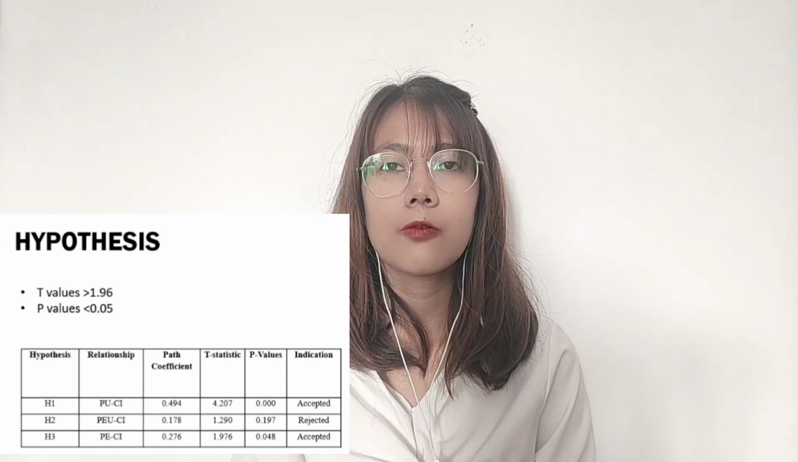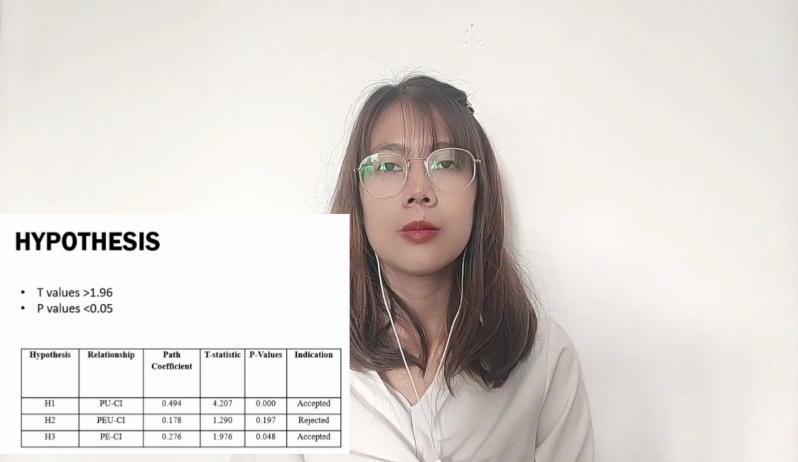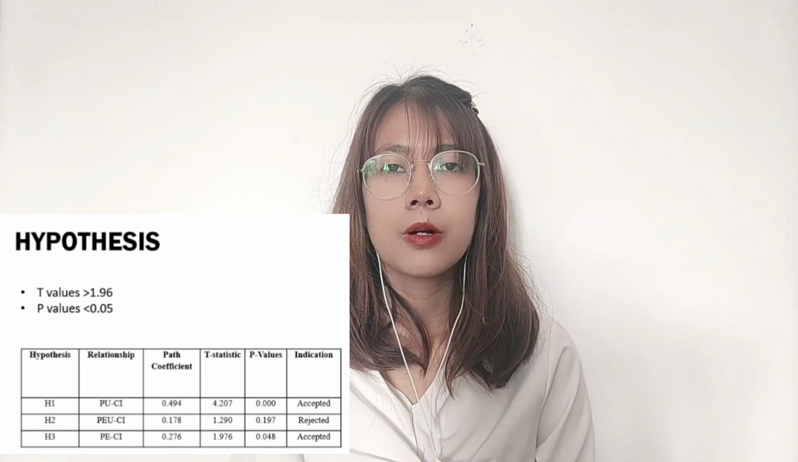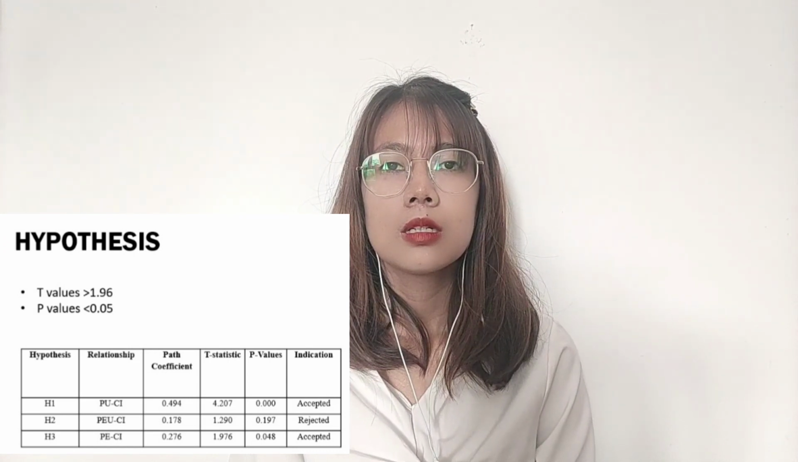The path coefficient of perceived ease of use, known as hypothesis 2, is 0.179 while the t-statistic and p-value is 0.197. The hypothesis of perceived ease of use is rejected because the t-statistic value is below 1.96 while the p-value is more than 0.05.